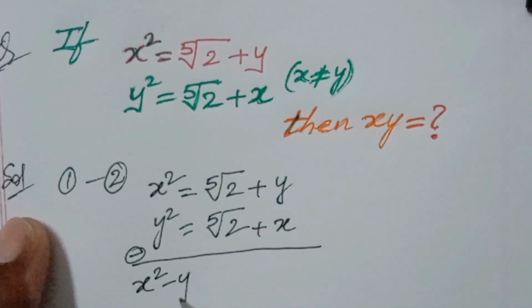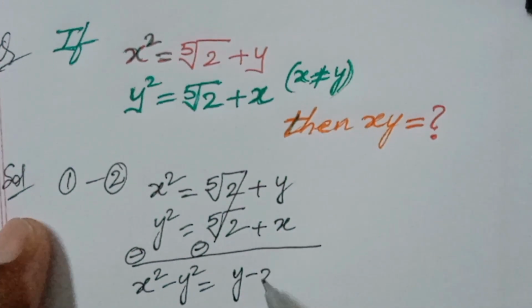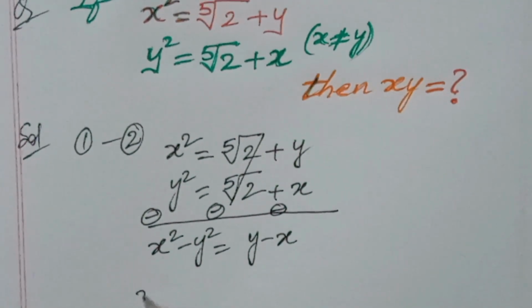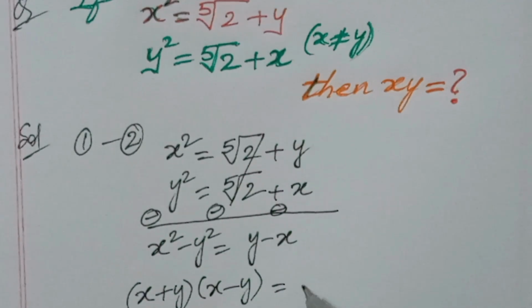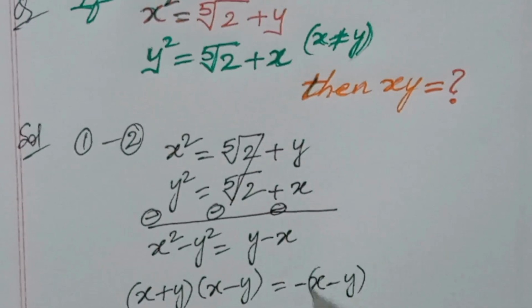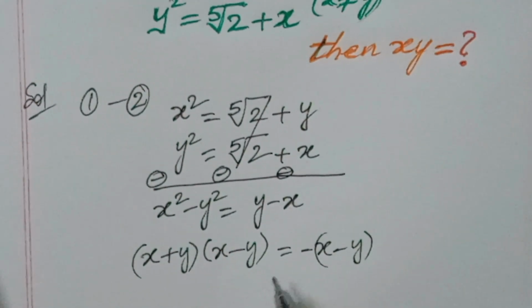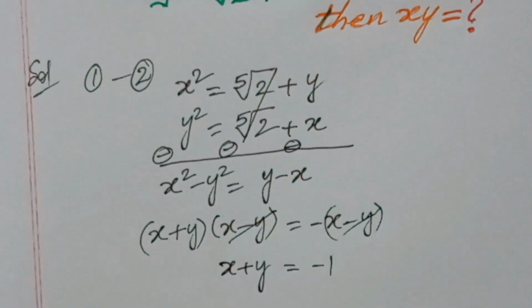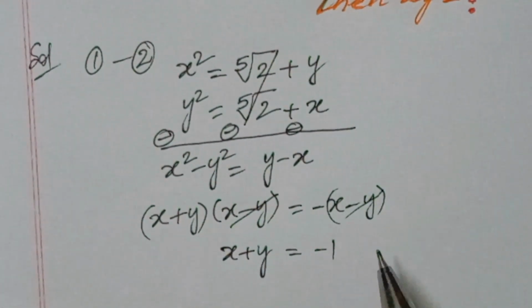x square minus y square, these two get cancelled, is equal to y minus x. So here you can write it as x plus y into x minus y is equal to minus of x minus y. So here you are taking minus common. So here you can remove x minus y. So x plus y is equal to minus 1. So here x is not equal to y, so you can remove this value.